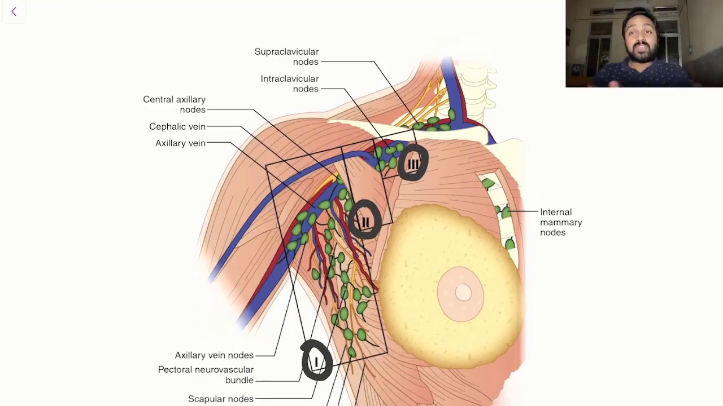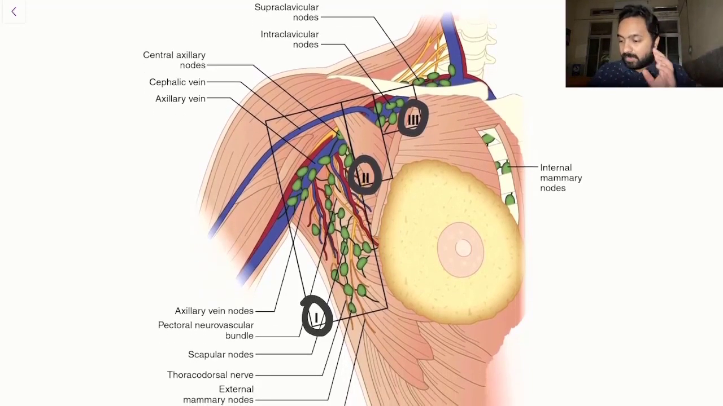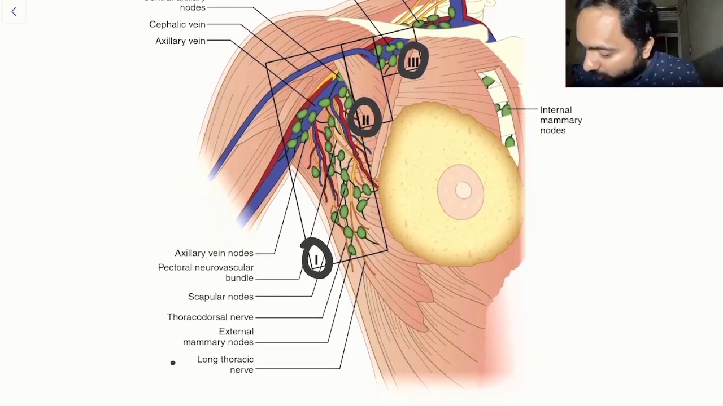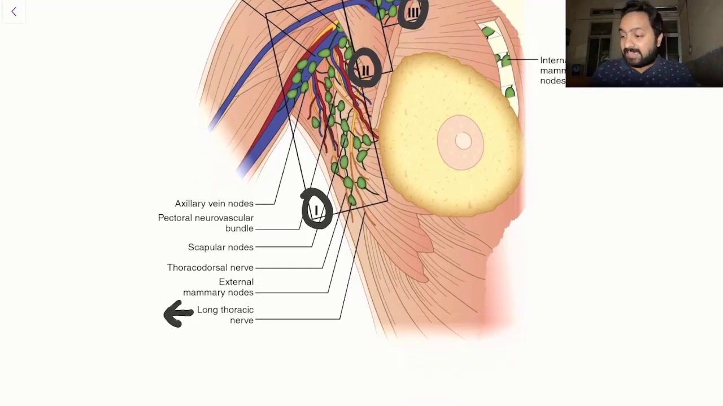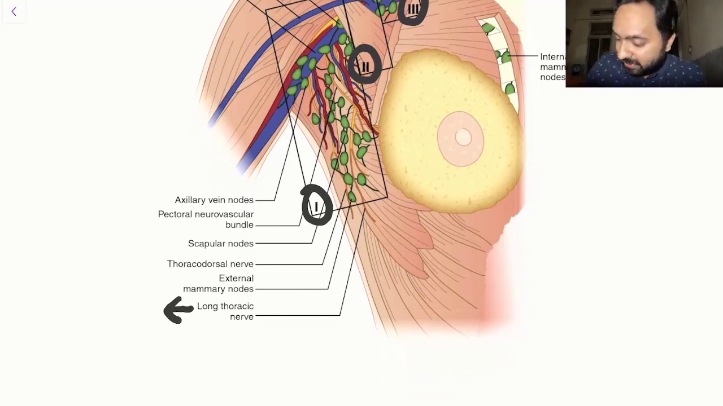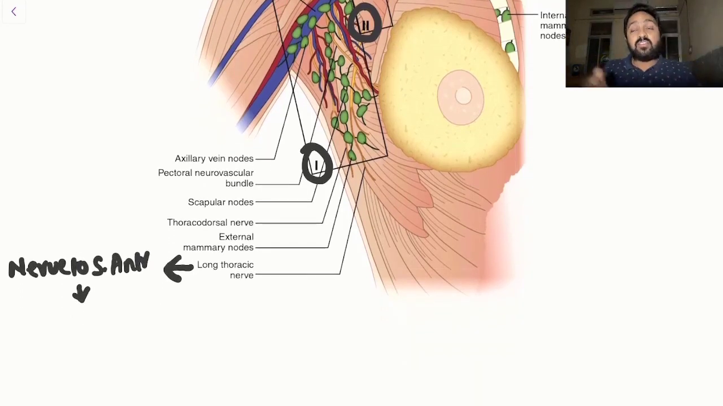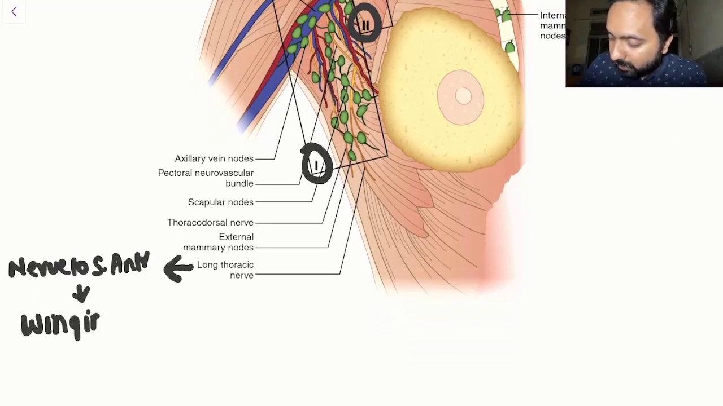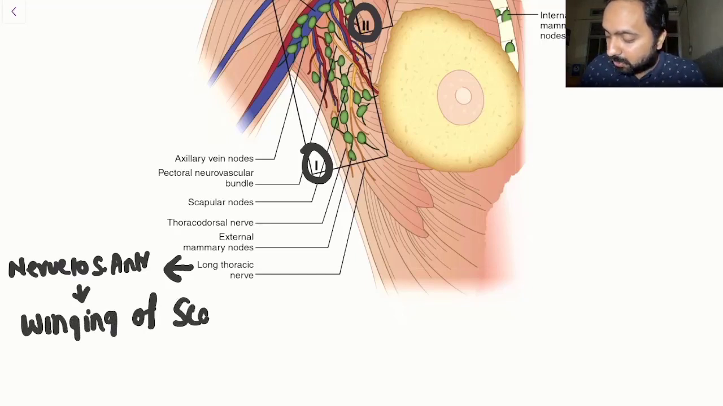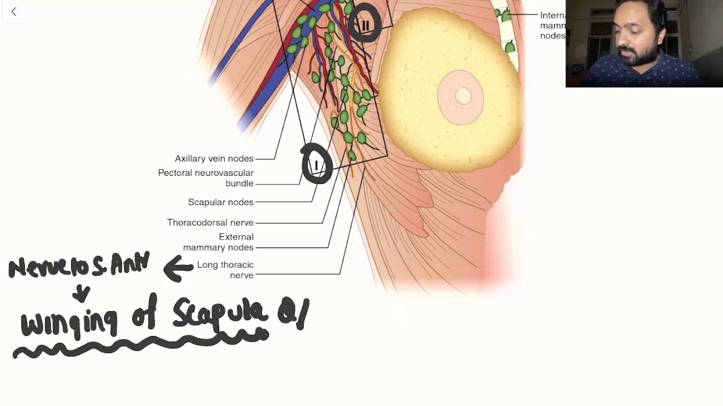Now, what are your various important complications that happen during your axillary dissection? Now, tell me what happens if your long thoracic nerve is injured. Yes, it is your nerve to serratus anterior. So if this long thoracic nerve, or the thoracic nerve of Bell, is injured, you will have winging of scapula. So this is one very important and frequently asked question from your long thoracic nerve.